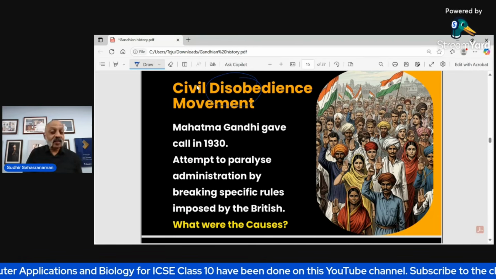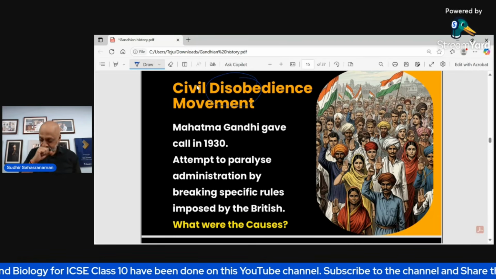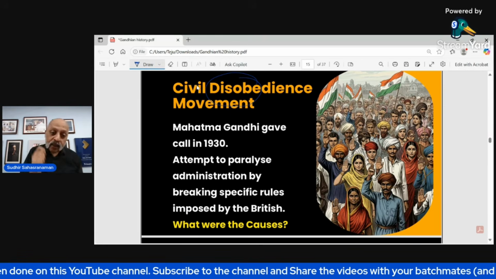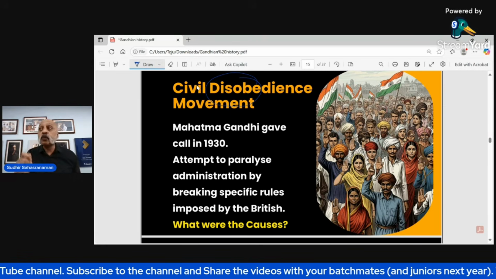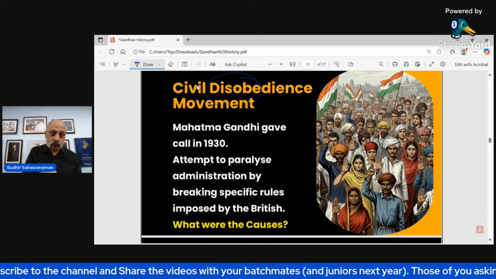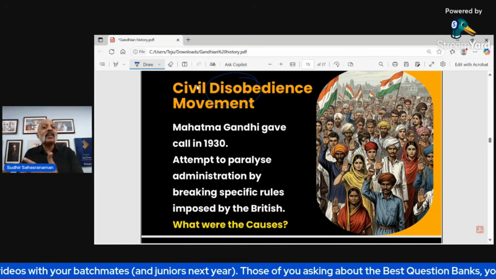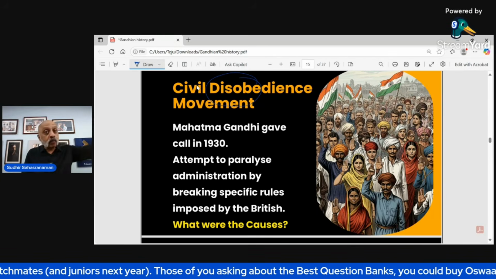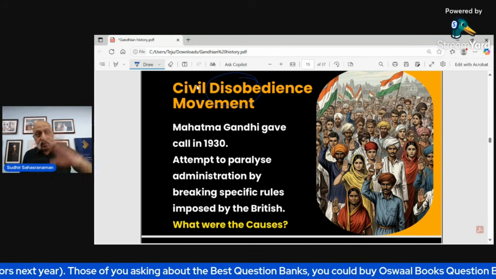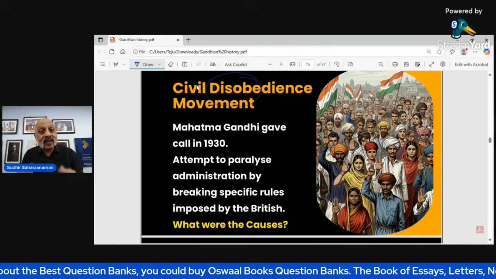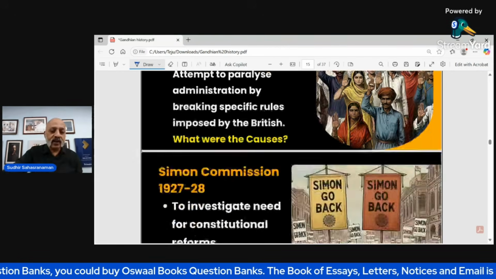So Mahatma Gandhi gave this call in 1930. The attempt was to paralyze the administration by breaking specific rules which were imposed by the British. Okay, what were the causes? What led to the civil disobedience movement? Non-cooperation movement 1922. Nothing happened for 8 years. Many of the people were in jail. What happened that it led to the civil disobedience movement in 1930?